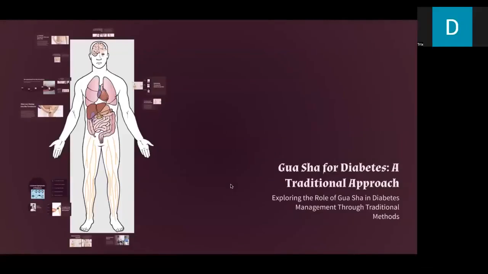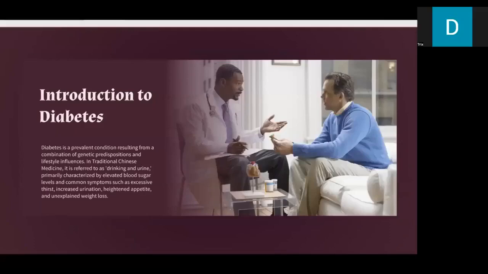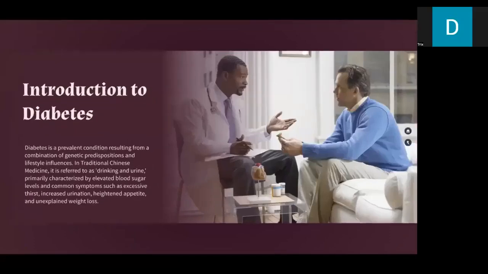Let's discuss gua sha for diabetes, a traditional approach, exploring the role of gua sha in diabetes management through traditional methods. Diabetes is a prevalent condition resulting from a combination of genetic predispositions and lifestyle influences. In TCM, it is referred to as drinking and urine, primarily characterized by elevated blood sugar levels and common symptoms such as excessive thirst, increased urination, heightened appetite, and unexplained weight loss.